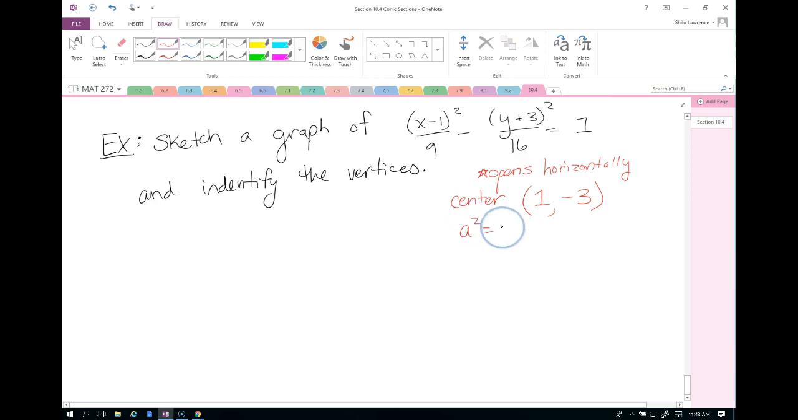A squared is 9, which means A is 3. My horizontal distance is 3. B squared is 16, which means B is 4. So my vertical distance from the center is 4. That's everything we need to graph this. So I'm going to plot my center at 1, negative 3.